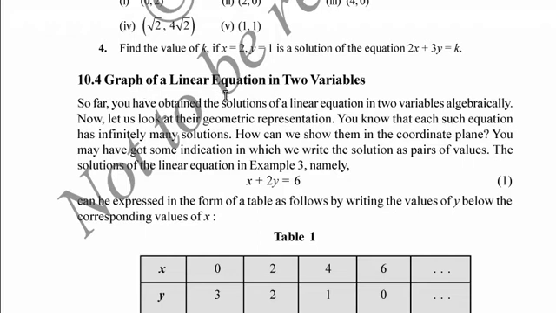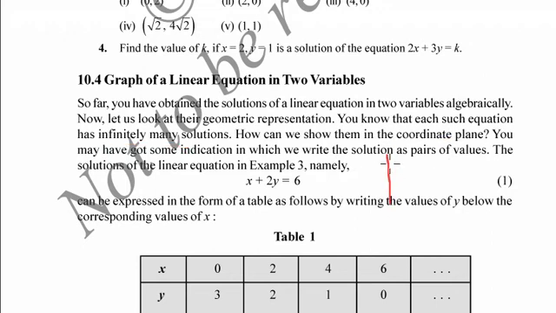Graph of a linear equation in two variables. In the previous slides, we solved using the algebraic method. Now let us give a geometric interpretation to it. Giving a geometric interpretation is very useful in visualizing the equation. I strongly recommend you to always try the geometric method. Even if you solve algebraically, I recommend you to visualize using the geometric method also. We know that each equation involving two variables has infinitely many solutions. How can we show them in the coordinate plane?